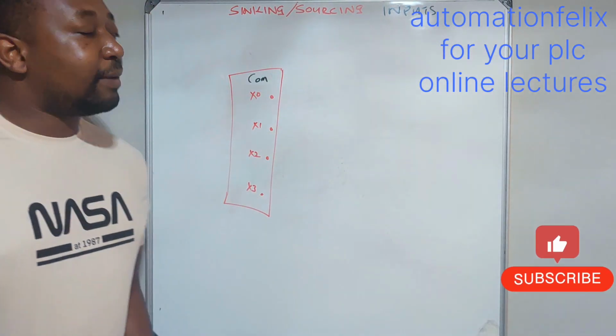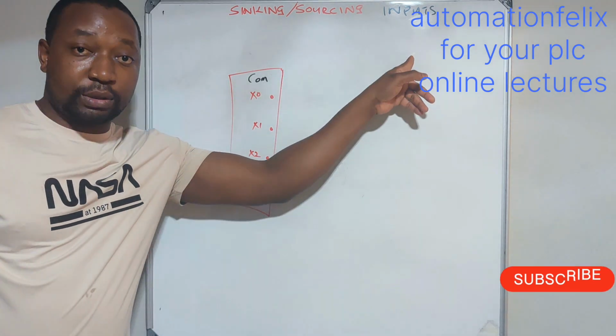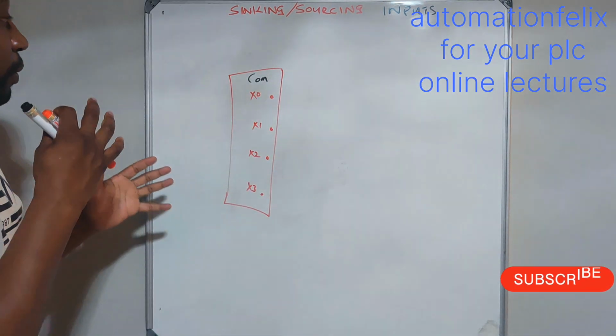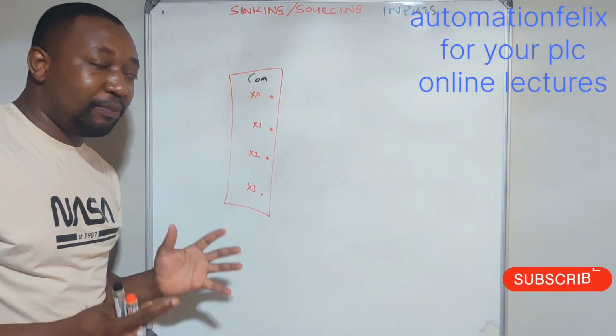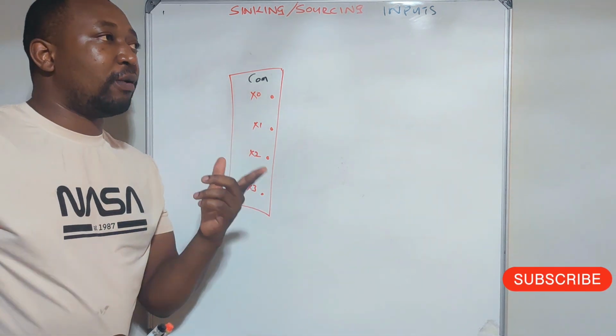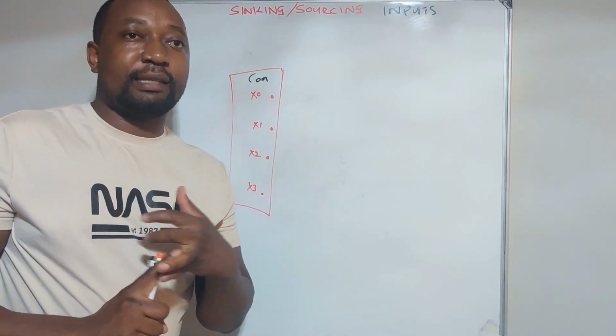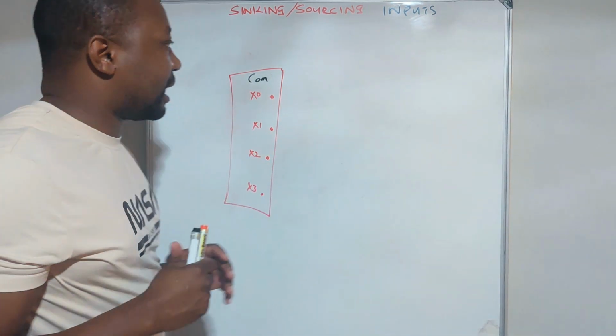Hello guys, today I'll be discussing syncing and sourcing inputs. This has to do mainly with the wiring of the PLC. That's how you really wire your PLC inputs, usually digital inputs like push buttons, proximity sensors, your limit switches and all that kind of stuff.